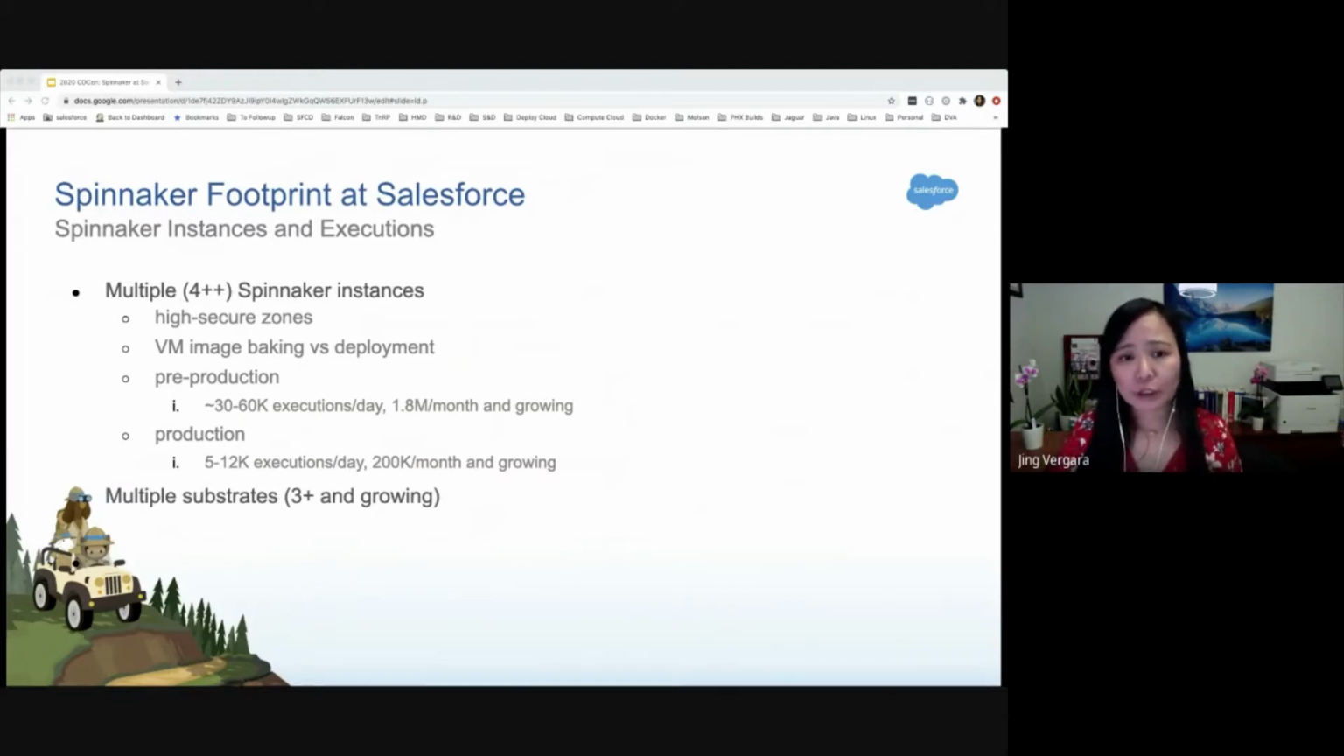Because of this architecture, we also have to split our image baking activities from our deployment activities. We want to make sure we have a single image that we would distribute across all of these different instances. So we have, again, the image baking environments and the deployment environments.